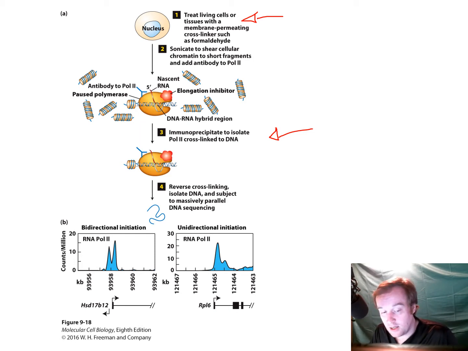And then what we do is we reverse the cross-linking, so you can use a base or something of that nature to get rid of the cross-linking that we did with the formaldehyde, and then we only have the DNA that polymerase was binding to. And so from there, we can look at the DNA regions that polymerase recognized. In this example down at the bottom here, they did DNA sequencing and looked at where polymerase was binding in mice.